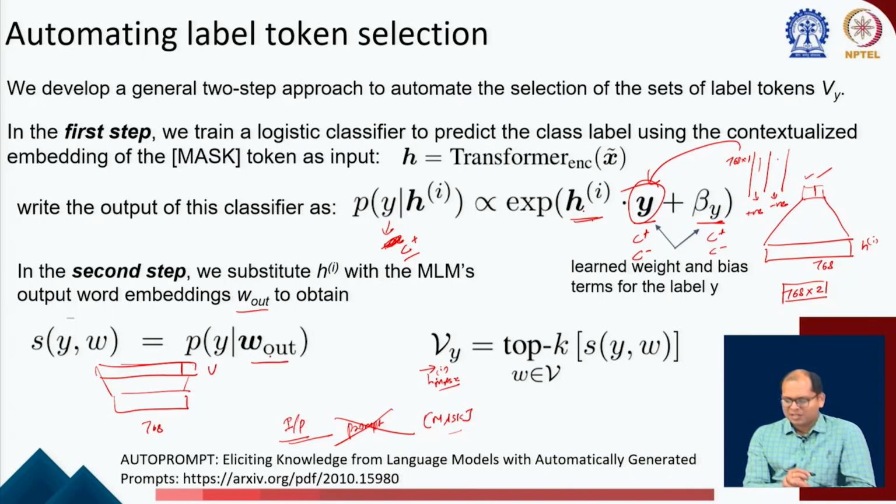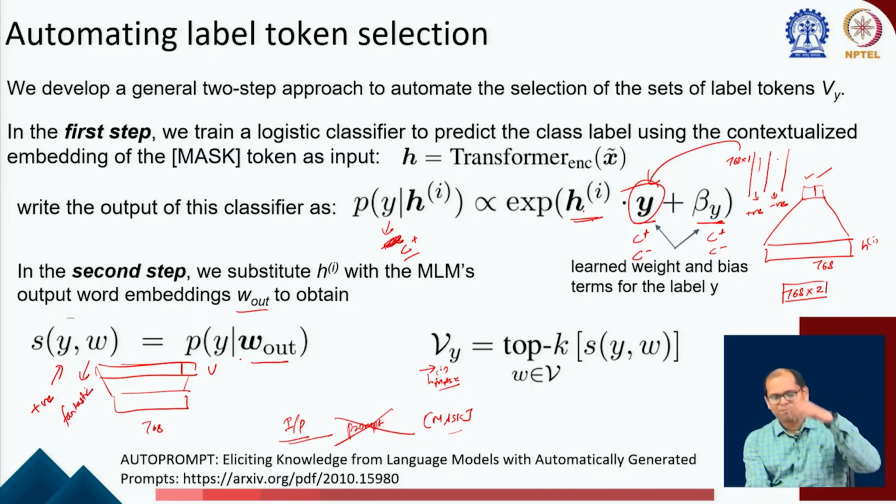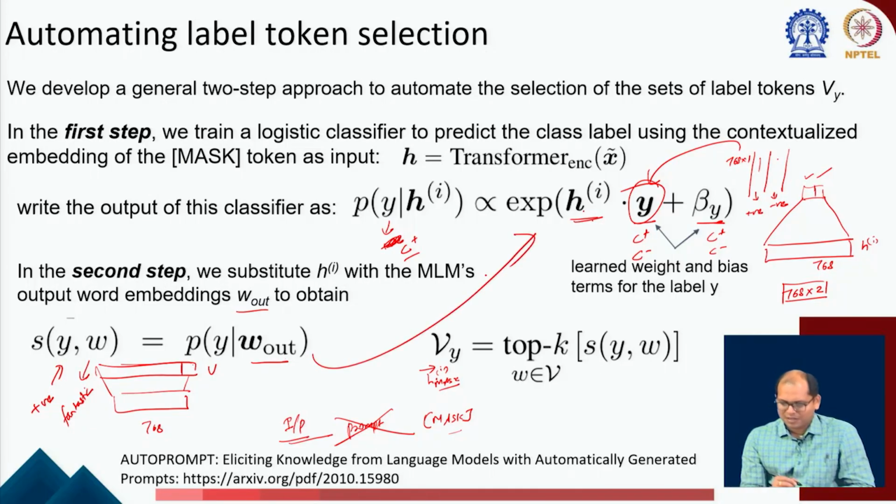That's your out embedding. So the score for this class, say the positive class, for a particular word like fantastic, will be the probability of predicting this y class given this w_out, and what is that given by? You replace h_i with w_out. So this will be simply w_out for fantastic dot this y that you have got, the positive class vector, plus the scalar for the positive class. So this will be proportional to that.